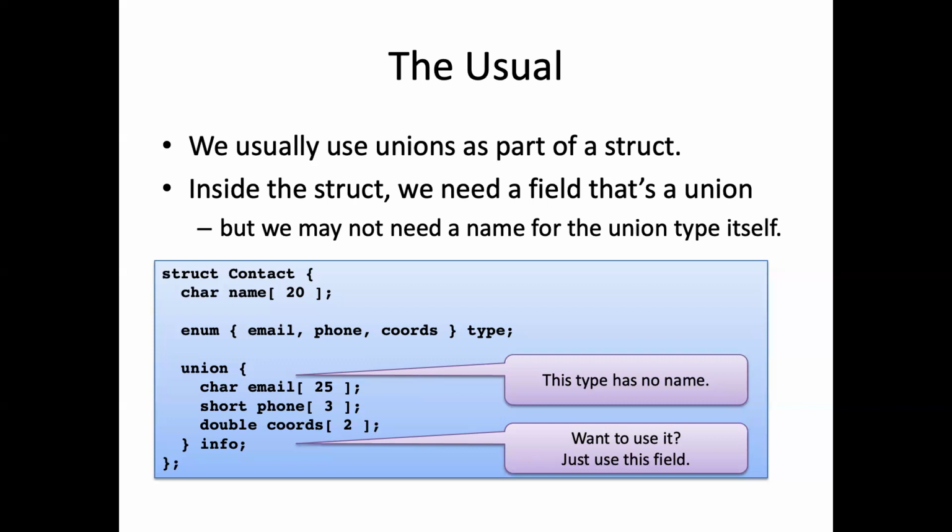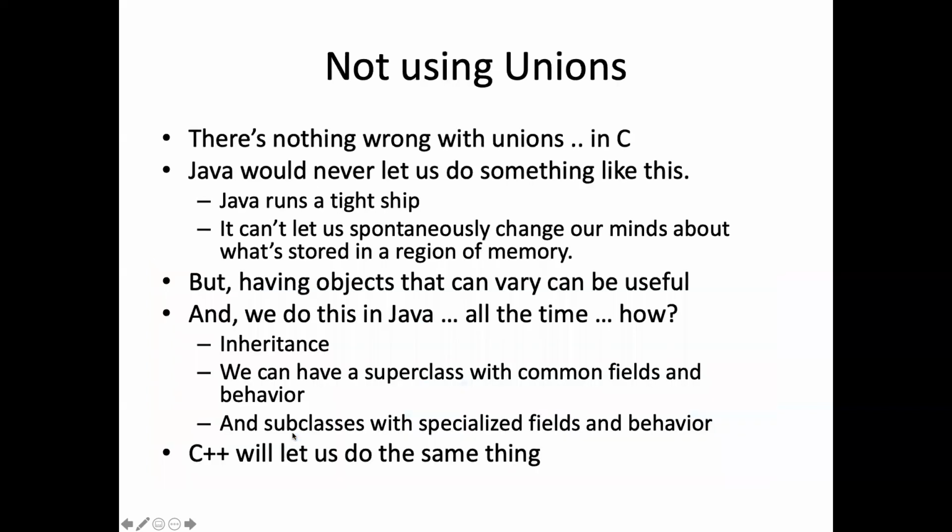So you can have a struct that can behave, in this case, one of 3 ways. You can have some instances of contact where you're using the email field, other instances where you're using the phone field, other instances where you're using the global coordinates. I said when we started talking about this, Java doesn't have anything like this.